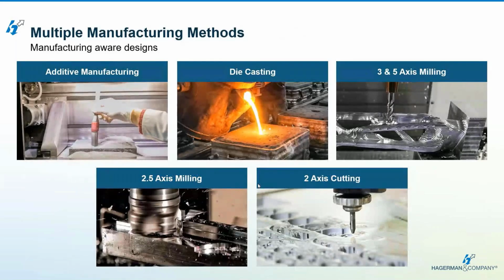When we think about the manufacturing methods that we are used to and we can actually solve for in generative design, well, we've got additive manufacturing, die casting, 3 and 5 axis milling, 2.5 axis milling, and 2 axis cutting. We can actually optimize those for each different outcome inside of generative design.